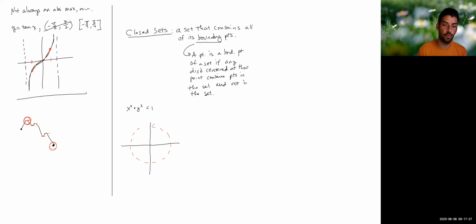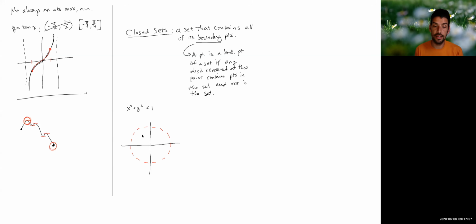Right? If x squared plus y squared equals 1, it means that coordinate point is exactly 1 unit away. In other words, it's all the points inside this circle, right? The interior of this circle. Okay. So what are the boundary points of this?